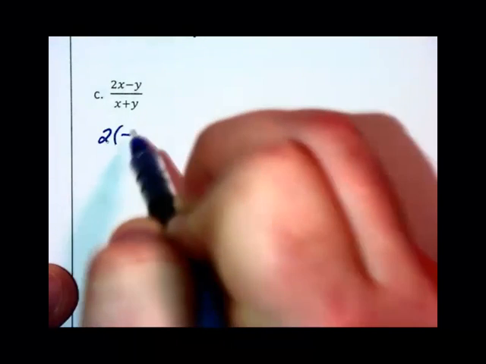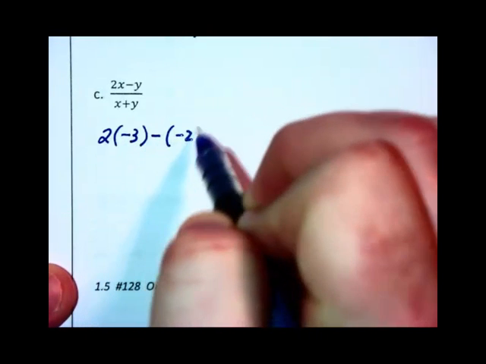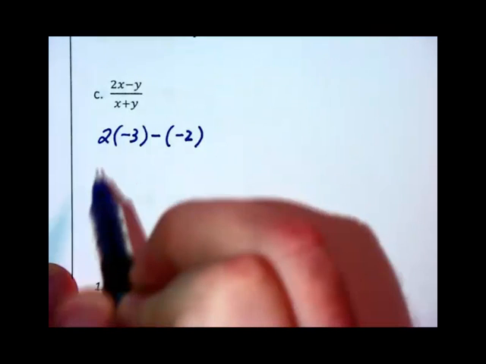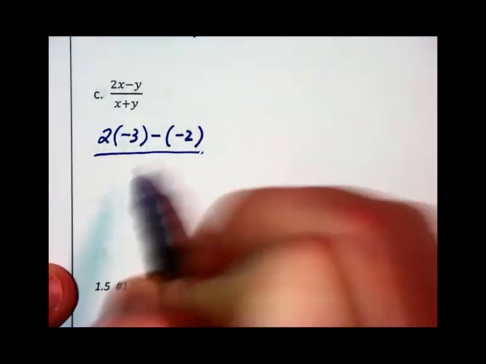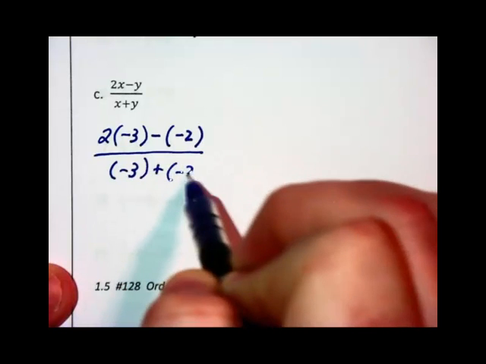Okay, substituting in on the next problem. Again, x is going to become the number negative 3. So we're going to have 2 times negative 3 minus y, which is negative 2. Notice my use of parentheses. Divided by x plus y, which becomes negative 3 plus negative 2.